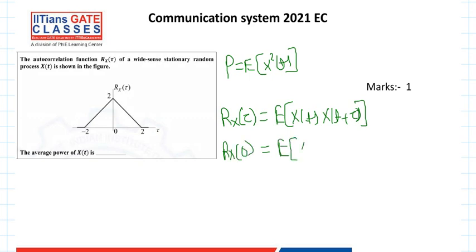it will become the expected value of x square t, which is the same as power. So this is the formula that we have to use. The power is equal to the autocorrelation value at tau equal to 0. The value of autocorrelation at tau equal to 0 is 2, so that will be the power. So the answer will be 2 here.